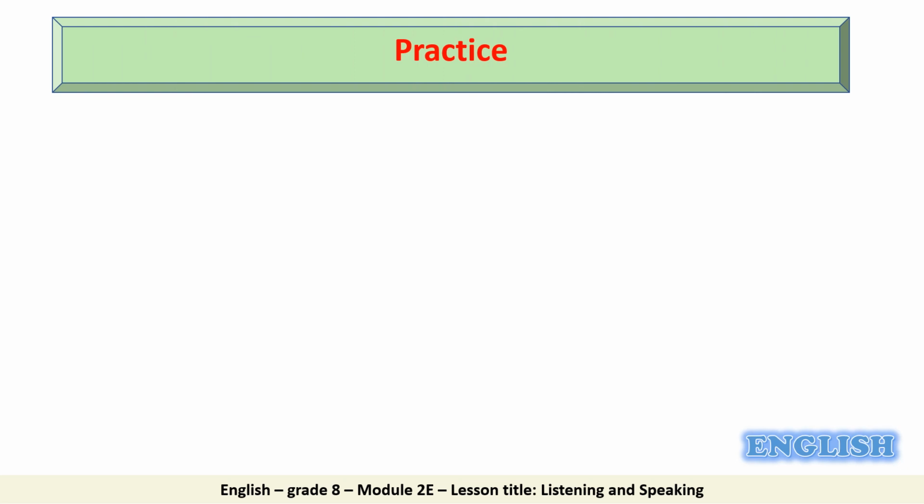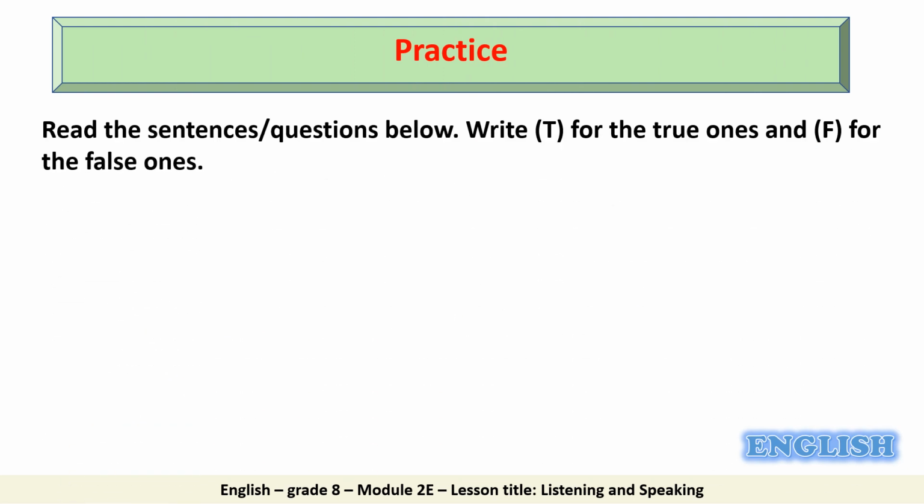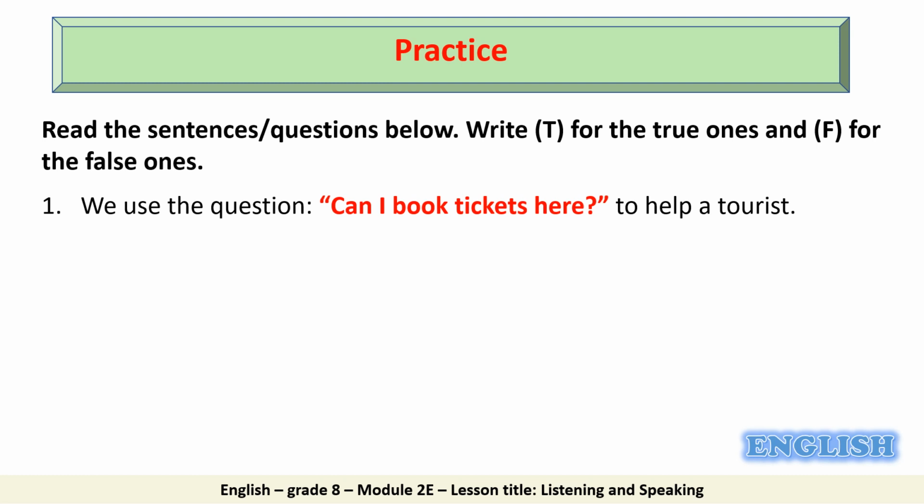Let us practice. You're going to read the sentences or the questions, and then you're going to decide if they are true or false. 1. We use the question, can I book tickets here, to help a tourist? Any idea? Good job. False. So, what is the correct answer? Yes, we use this question to ask for help at a tourist desk.